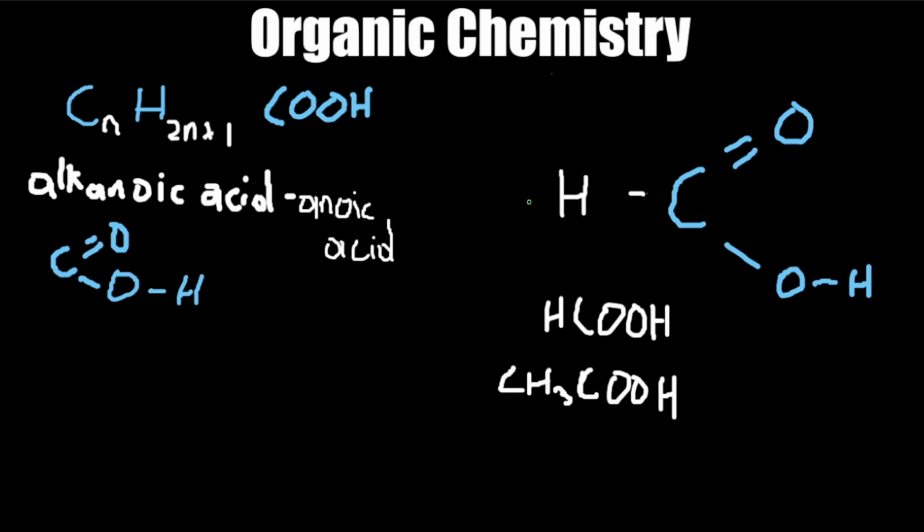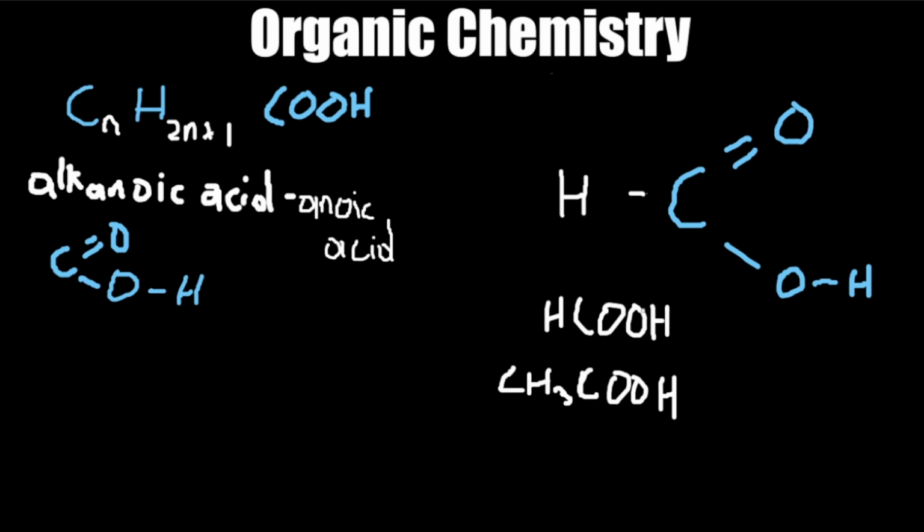So let's take a look at the simplest alkanoic acid. We can see that there is 1 carbon. So therefore, because it's a member of the alkanoic acid group, this would be methanoic acid. So once again, we have to pay attention to the formula when we write it. So this is methanoic acid, right?